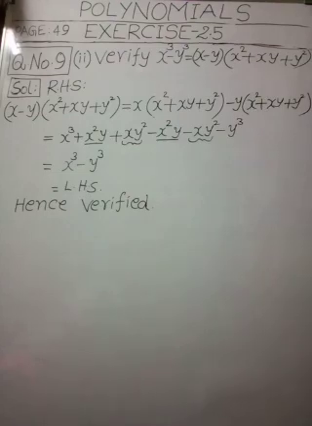Understood, my dear children? Remember this question number 9. In this question number 9, both parts are considered as algebraic identities hereafter. From this moment, we consider them as algebraic identities. Okay, my dear children? Right.